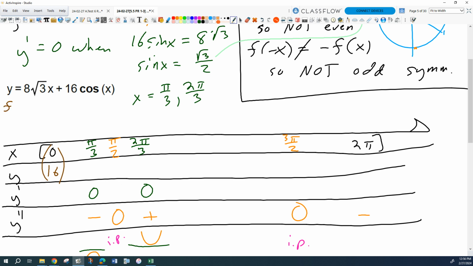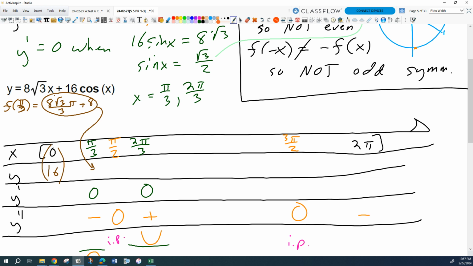So we'll just call this f of x. F of pi thirds is going to be 8 radical 3 times pi thirds. So that's going to be 8 square root of 3 pi over 3 plus 8, right? Cosine of pi thirds is 1/2. That's a pretty inconvenient value. But that's the number that's going to go right there.